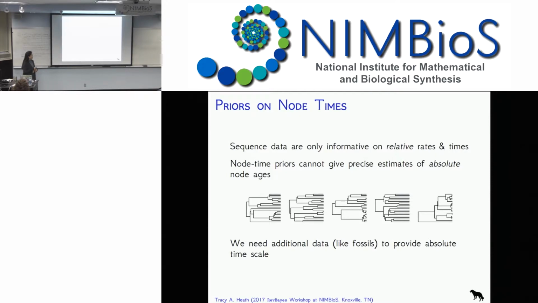So I did also mention that there's this other issue where the sequence data themselves alone do not confer any information about absolute time in terms of millions of years or days or whatever, and that we need some other information to get an absolute time scale on our tree. So without any of this additional information, we can really only estimate the relative ages and relative substitution rates for our data.